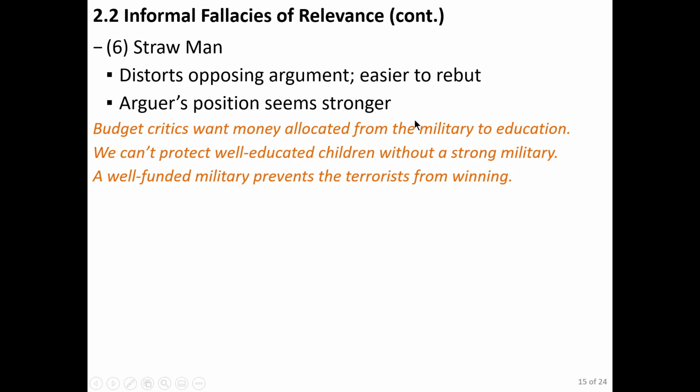Budget critics want money allocated from the military to education. So my critics want me to allocate more money to education, pull that from the military. But we can't protect our well-educated children without a strong military. A well-funded military prevents terrorists from winning. This is a classic case where you're just saying, oh, you manipulated me. You got me down this path. The idea here is we need more money for education. Fine. Where's it going to come from? Probably the military. Hold on, right? Are you basically saying it's okay for the terrorists to win? No, I'm not saying that. Ridiculous.